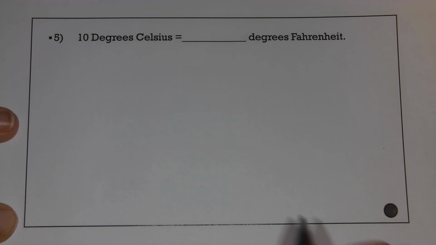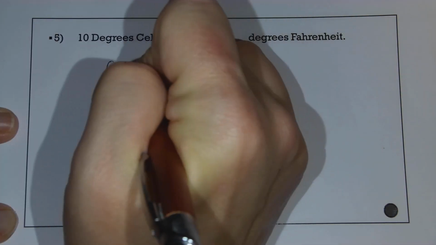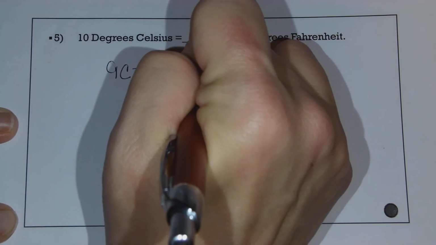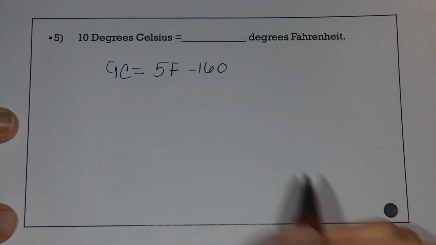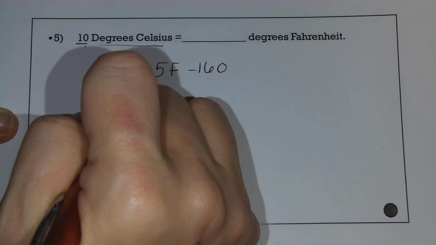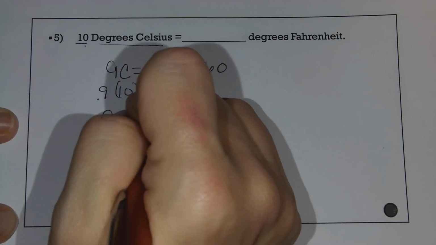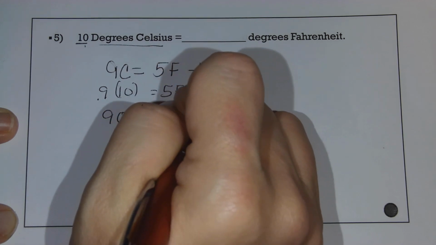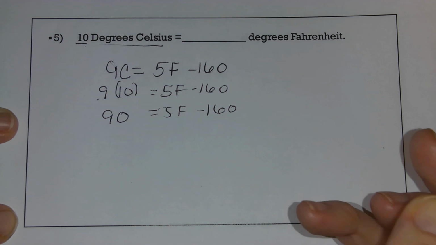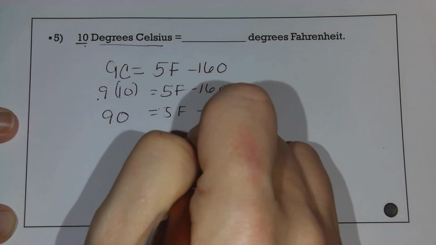Okay, number 5. Again, write the formula out. 9C equals 5F minus 160. You have 10 degrees Celsius, so put the 10 where the C is. Because it's beside the 9, you're always going to multiply it. Bring everything down. You're going to add 160 to each side. That crosses these two out.